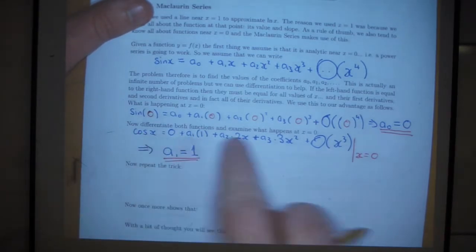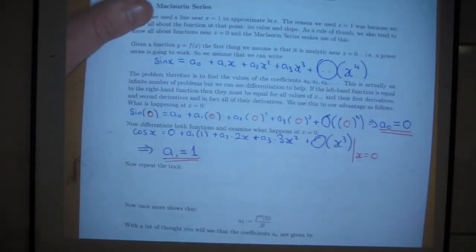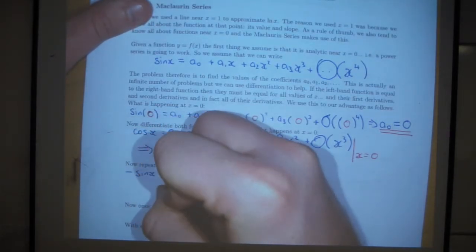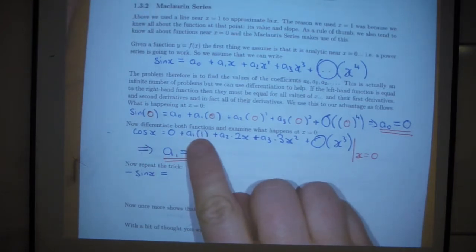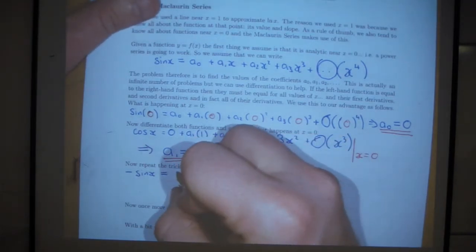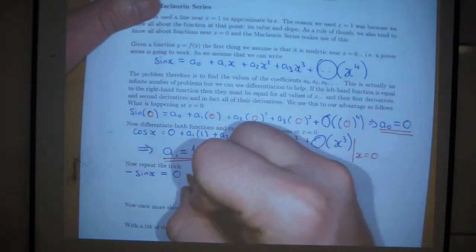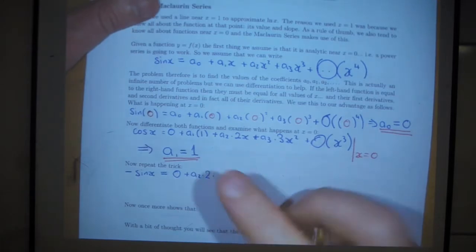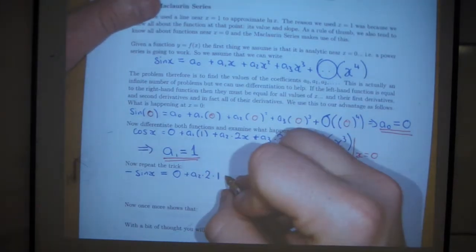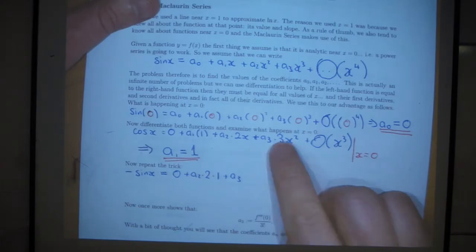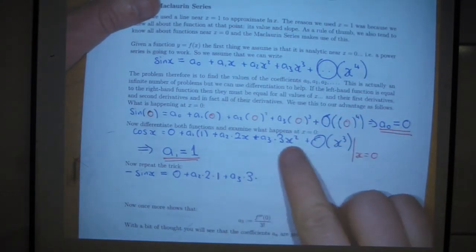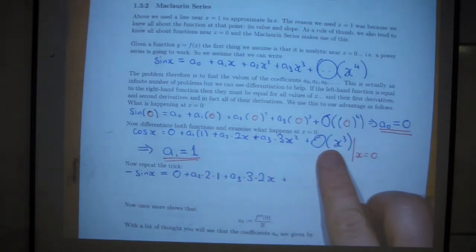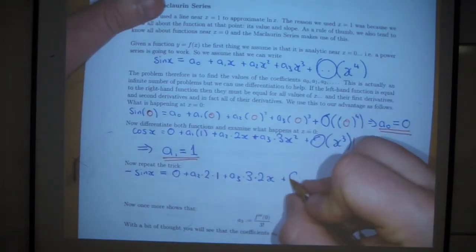Repeat the trick, differentiate both sides of this. So you get minus sine x, minus sine being the derivative of cos. The derivative of a1 times 1 is just equal to 0. Now I'm going to fix the a2 times 2, and the derivative of x is 1, plus I'm going to fix the a3, I'm going to fix the 3, and the derivative of x squared is 2x. And when you differentiate terms of the order of x cubed, you get terms of the order of x squared.